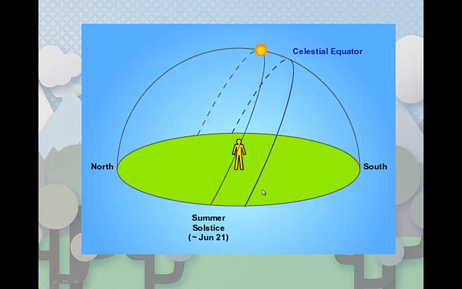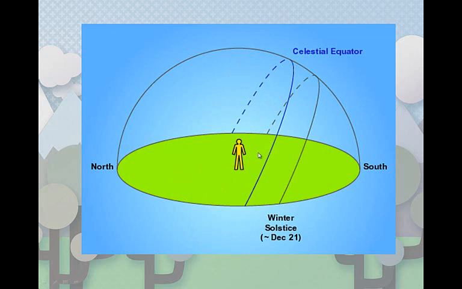So the solid blue line is the equator. This is the Tropic of Cancer. It is the top line for the summer solstice, and the Tropic of Capricorn is the bottom line for the winter solstice.